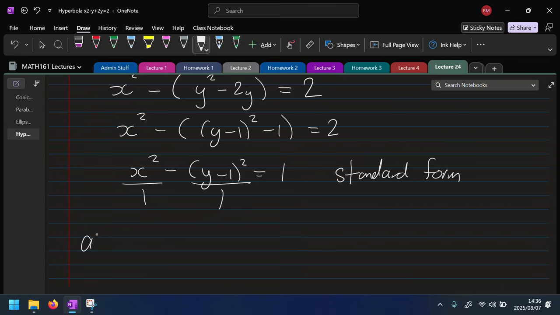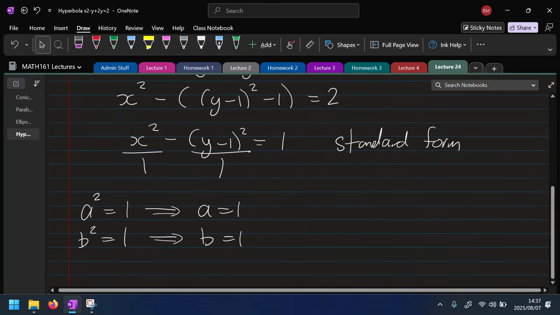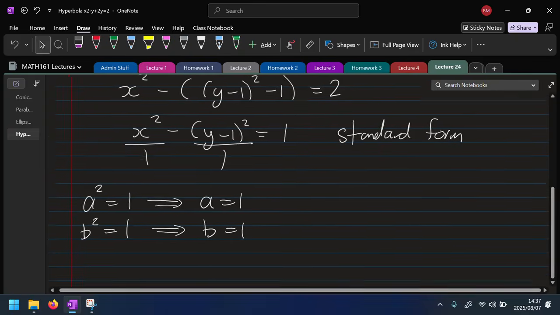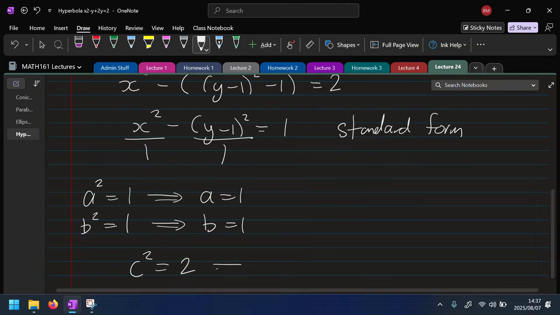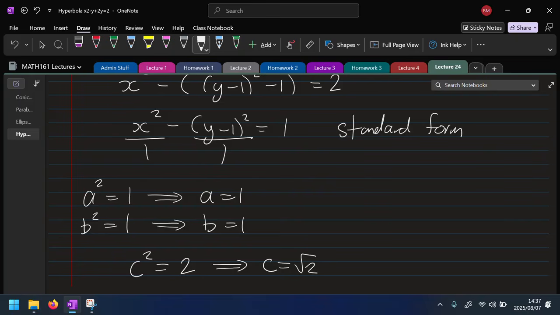Okay, so let's fill in what we know. So a squared is 1. So a must be 1. B squared is also 1. So b must be 1. So we've got a and b. C is missing, so we can find out what that is. So c squared is a squared plus b squared. So that will be 2. So c is root 2. So a and b, that gives us our vertices, depending on the orientation. And c, that gives us the focal points.